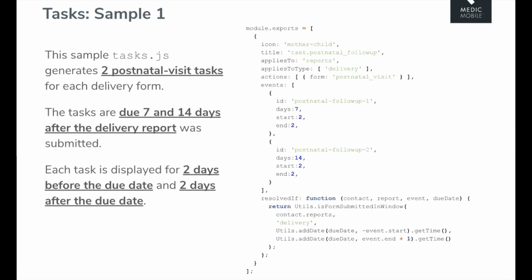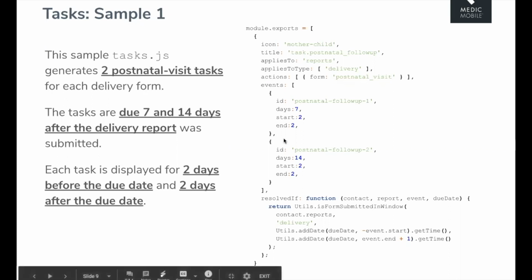So I'll just show you a few samples of the tasks and how they're written. In your tasks.js, for example, you could want to generate 2 postnatal visit tasks for every delivery form that is submitted. And you perhaps want your task to be due 7 and 14 days after the delivery report was submitted. And you want each task to display 2 days before the due date and 2 days after the due date.